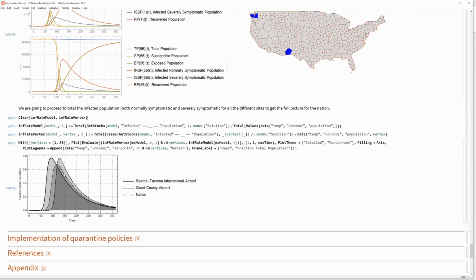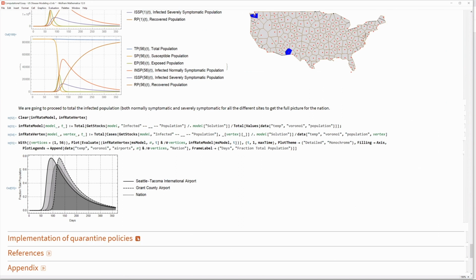So you see the profile for Seattle. You see the profile for Grant County. You see that the curve is delayed by probably around 90 days. That's because it takes time for the disease to hop between airports, based on incubation periods and the traffic around. And then the curve in the middle is the aggregate function based on the parameters that we've been using in this model for the United States.